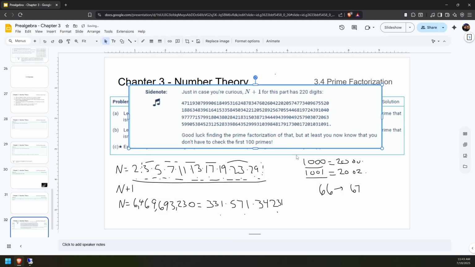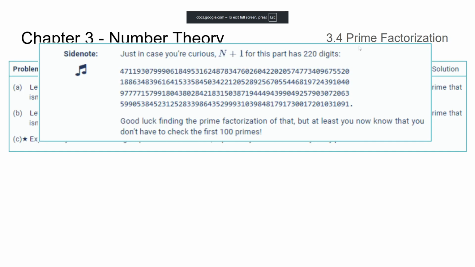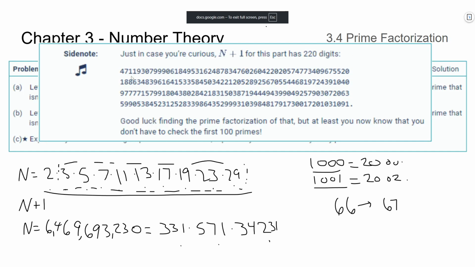there we go. Let me move this up here. It would be this number right here. That's the number that you would get for multiplying the first 100 primes and then adding 1 to it. So yeah, go ahead and do the prime factorization for that. I'll see you in about 20 years.